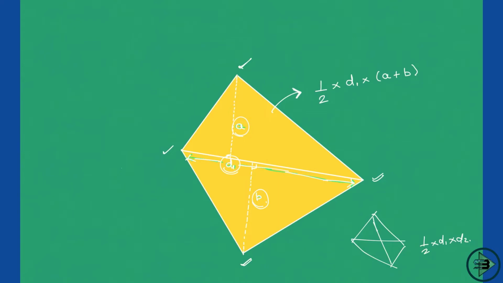So you were able to draw one diagonal, and for the other diagonal you just add the two perpendiculars, so a plus b. So half into d1 into (a plus b). That will be the area of any quadrilateral that is given to you. And the perimeter will be just the sum of the four sides. So this is a, b, c, d. I'll add the four sides and you will get the perimeter of this any quadrilateral.